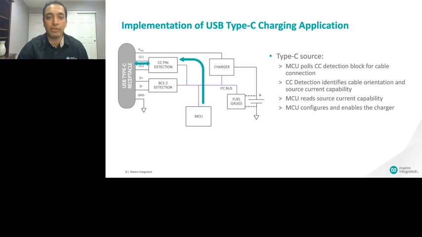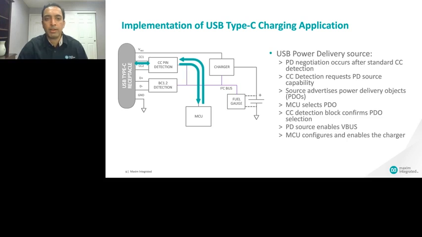the source identifies what capability it can provide. The MCU then reads from the CC detection block what that current capability is. And based on that capability, it configures the charger and then enables charging.